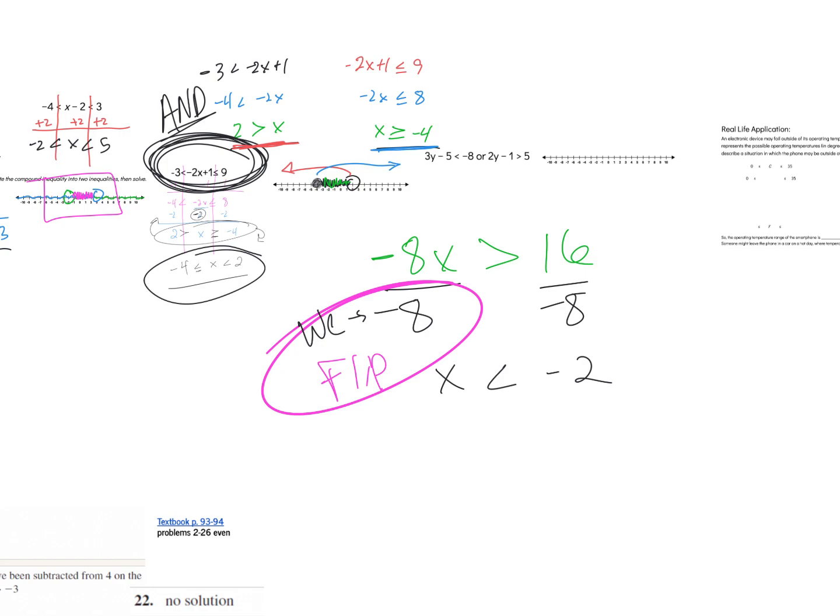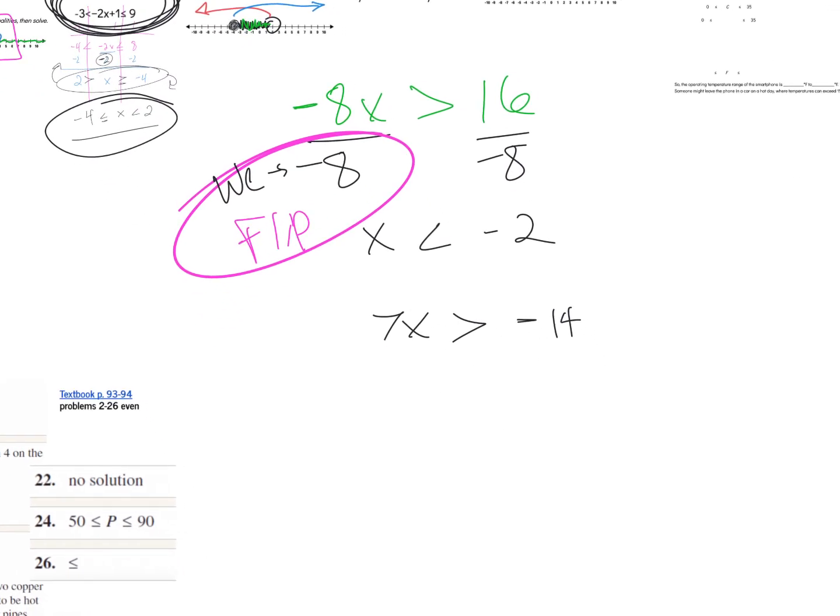But then what if we just had 8x? So here, I'll change the numbers so that you don't think it's the same. What if we had 7x is greater than negative 14? Okay, so we're going to divide by 7, divide by 7. x is just going to be greater than negative 2. That's it. We're done. No flip.